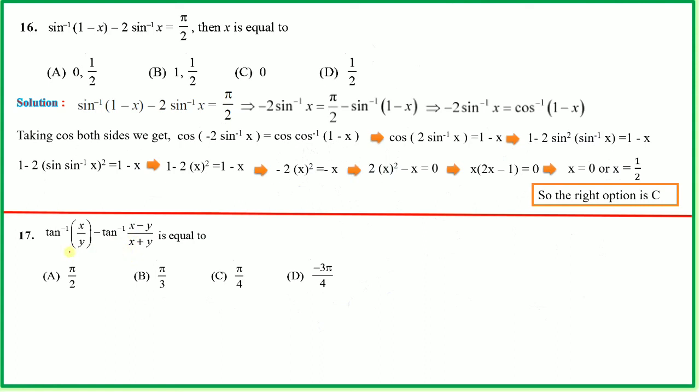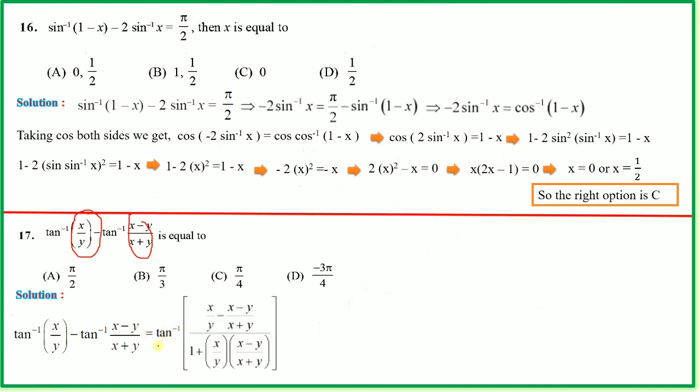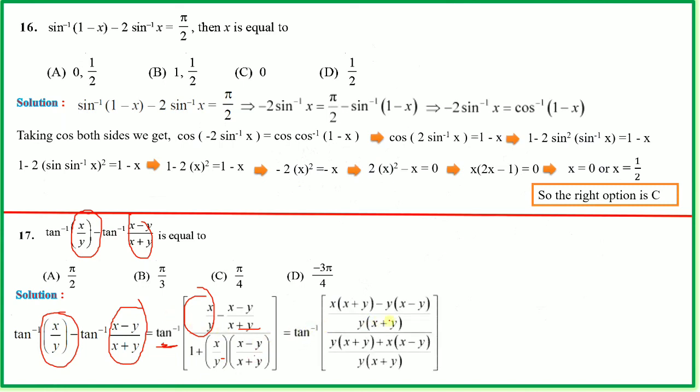Very simple, small solution: take this whole thing as x and this whole thing as y, and simply put that formula, tan inverse x minus tan inverse y. You will get one out of these four. So tan inverse x upon y minus tan inverse (x minus y) upon (x plus y). We will use that formula tan inverse (x minus y). Now instead of x we have x upon y, instead of y we have (x minus y) upon (x plus y). Similarly 1 plus x into y is this thing. This is equal to tan inverse, with LCM y into (x plus y), and here also y into (x plus y).